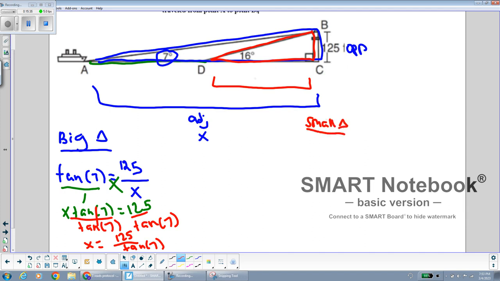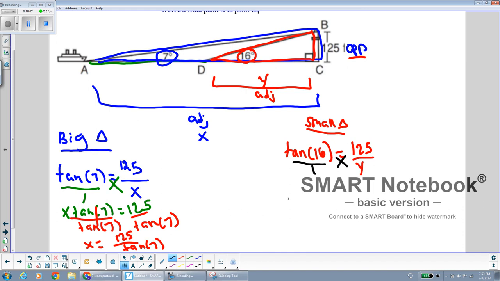Now let's go to the small triangle, so the small red triangle. And I'll call the side that we're finding y because we already used x. So our focus angle is 16. We have opposite, and we are once again looking for the adjacent leg to the 16-degree angle. So that's tangent, opposite over adjacent. So tangent of the 16-degree angle is equal to opposite, the same opposite side, over adjacent, which I'm calling y this time.